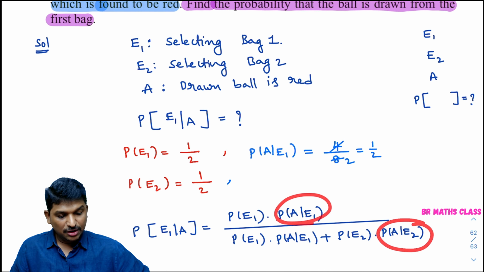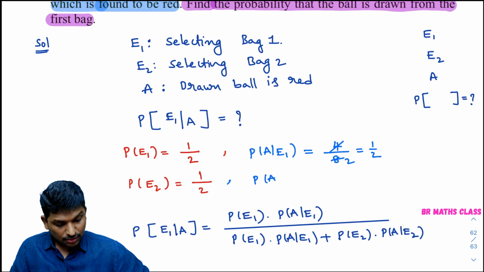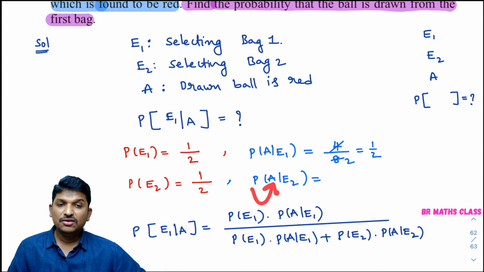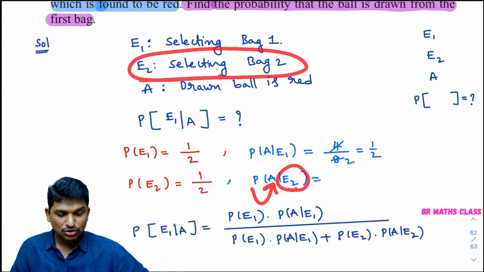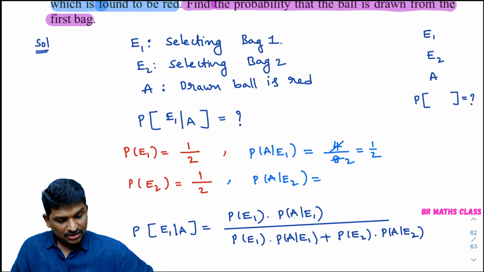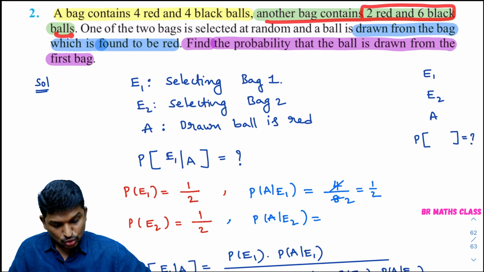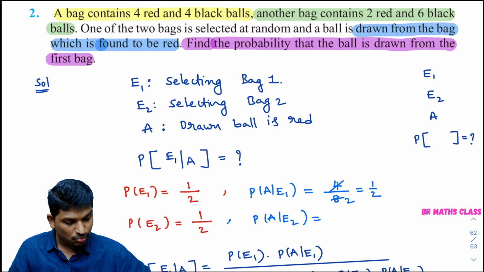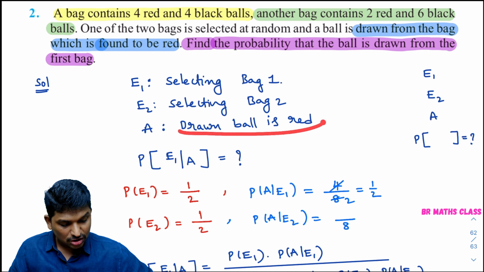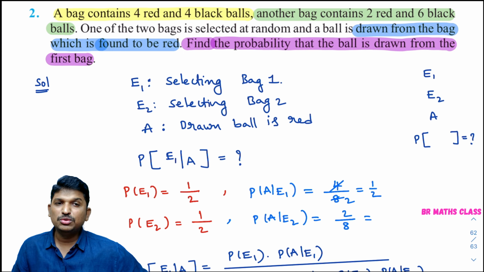Now I need probability of A by E2. Okay. Probability of A by E2. What does it mean? The probability that the drawn ball is red, given that we selected E2. E2 has already occurred. E2 means selecting bag 2. Probability that the drawn ball is red and selecting bag 2. Okay, so observe the details of the second bag. In the second bag, 2 red, 6 black balls are there. Total number of balls, 8. Favorable results: drawn ball is red. How many red balls are there? 2. A little bit of probability knowledge is needed.